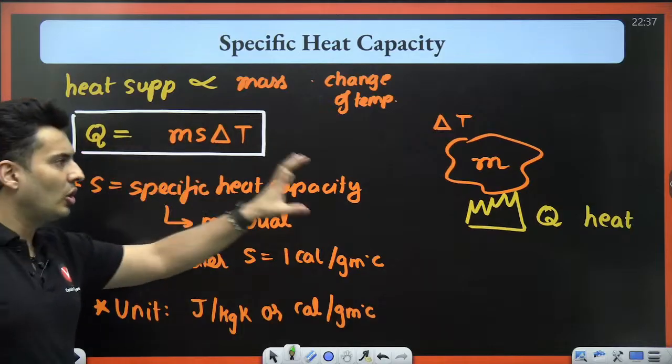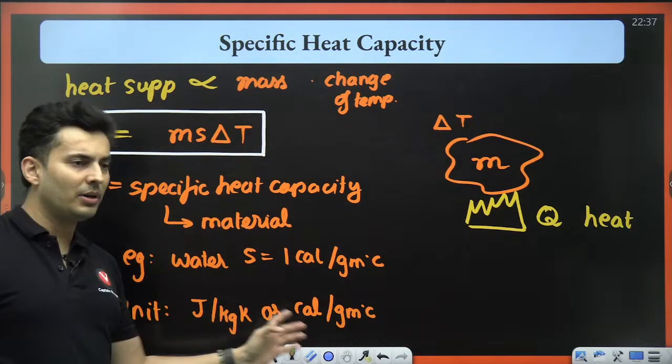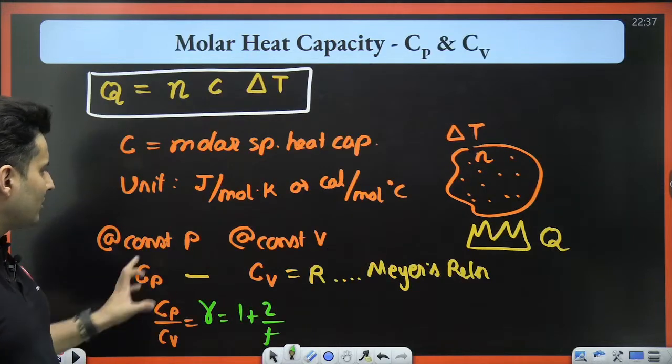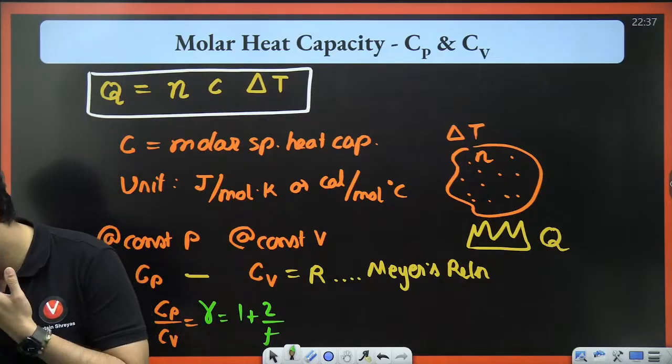Okay. So for solids and liquids, this is what you use: specific heat capacity, which is measured per kg per Kelvin. For gases, you use it per mole per degree Kelvin or per degree centigrade.